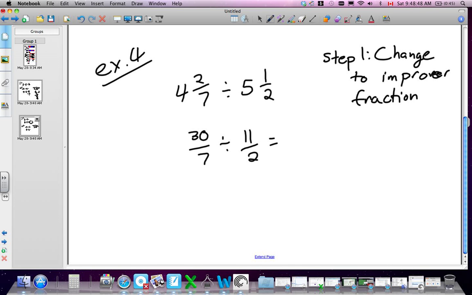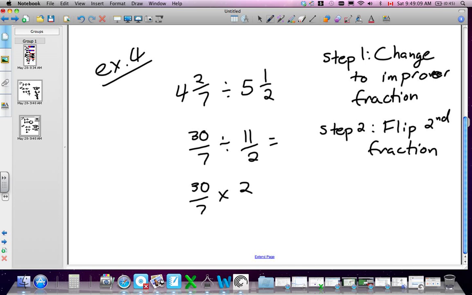Step 2 is we are going to have to flip the second fraction. Very good. Okay. So what is this question now going to become when we change it? It'll become 30 over 7 times 2 over 11. Good. So we changed the division into a multiplication question, and we flipped it. Oh, I wrote it wrong. Did you notice that? 2 over 11, not 7. All we've done there is we flipped this fraction to get 2 over 11.